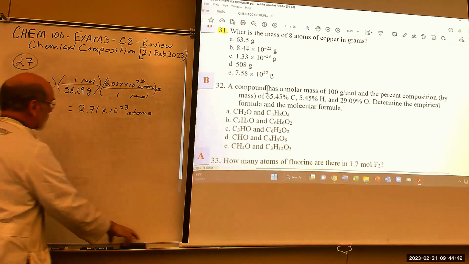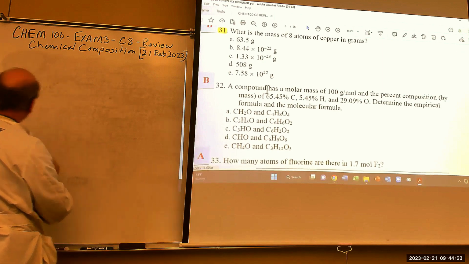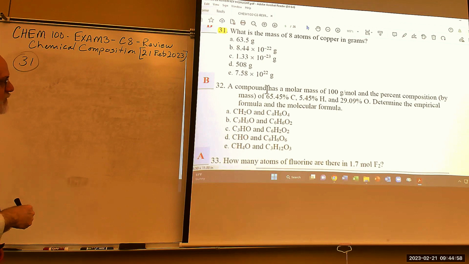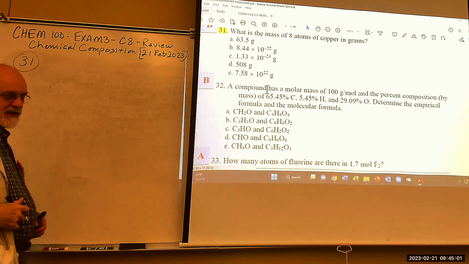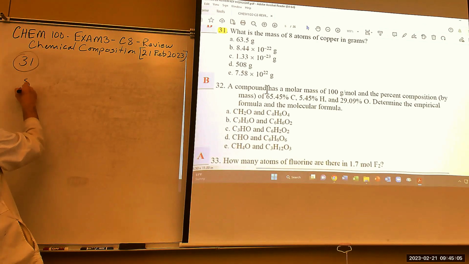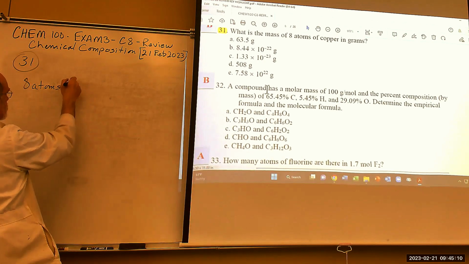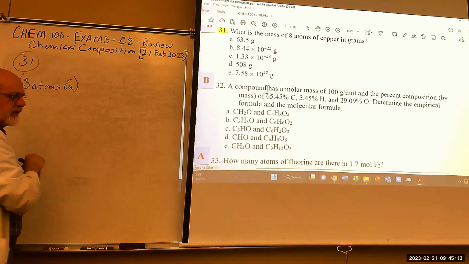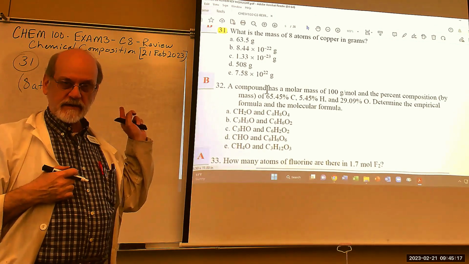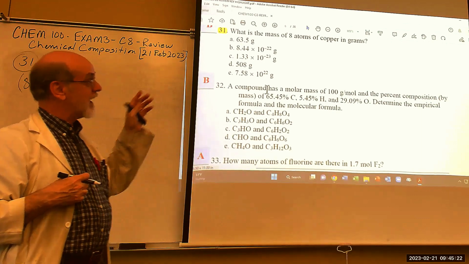Yeah, we can still see 31. Okay. 31. What's the mass of 8 atoms of copper in grams? Okay. That looks like a huge challenge, doesn't it? You're given 8 atoms of copper. If you need to know the mass, you've got to find out how many moles that is. Convert that to moles, and then you can use the molar mass of copper to find out what its mass is.